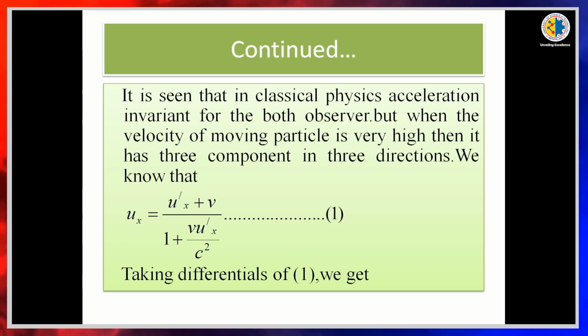The x direction velocity component is symbolized by ux, and we derived in our earlier classes that ux is equal to (u'x + v) divided by (1 + v u'x by c square). It is equation number 1. Then if we differentiate velocity with respect to time, we get the acceleration term.